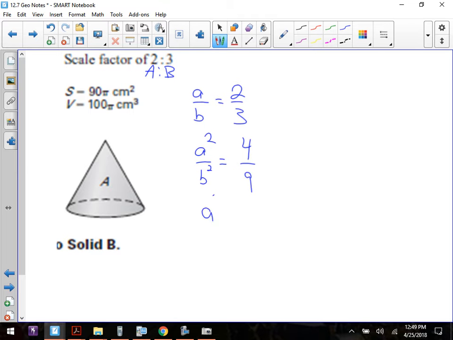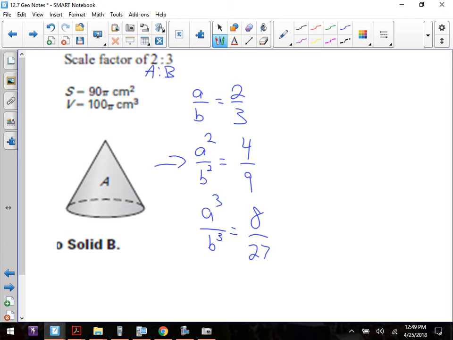2 squared, 3 squared. So A squared to B squared is 4/9. That also means that it has to be cubed. Do you know what 2 cubed is off the top of your head? 8. Remember, it's 2 times 2 times 2. And then B cubed, we're going to 27.